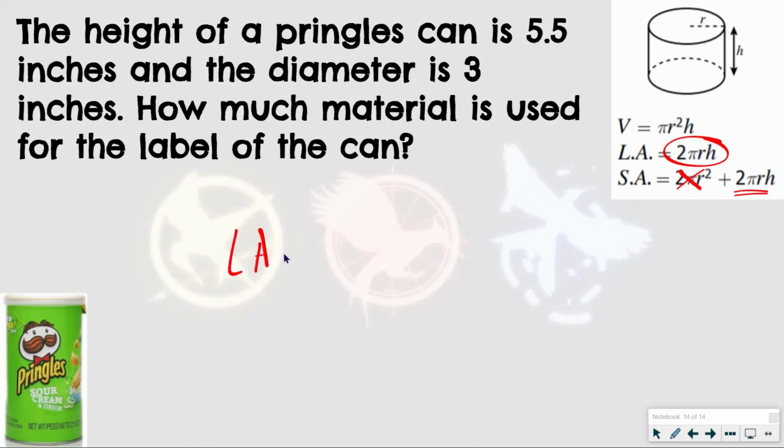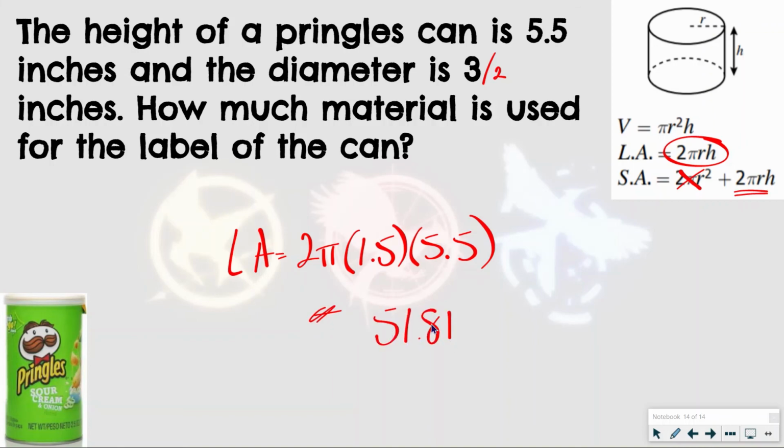So we're going to use lateral area is 2 times pi times the radius, which is 1.5, times the height of the can. So that tells us that that total area would be 51.81, and we're talking about inches, so it's area, so inches squared.